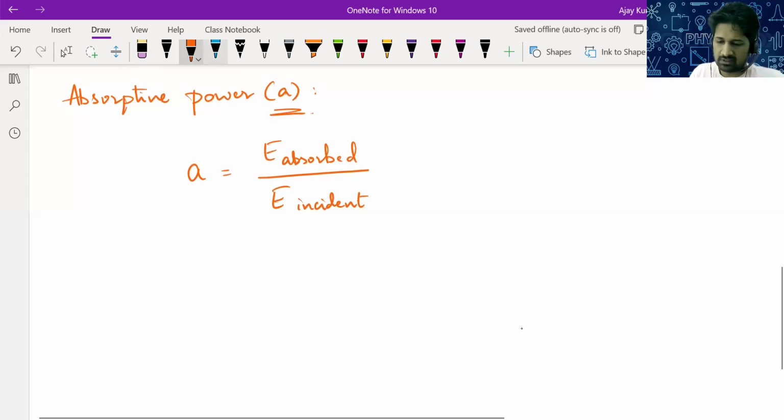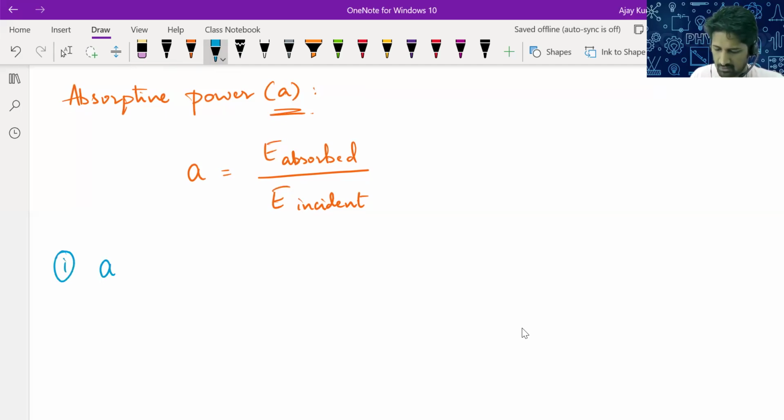Okay. Now, based on this definition of absorptive power, the formula of absorptive power, you tell me what is the absorptive power of a perfect absorber? Perfect absorber means what? A surface which absorbs all the energy incident on it. How much will be the absorptive power of that kind of a surface? The answer is one, obviously. If it absorbs all the energy that is incident on it, energy absorbed will be equal to energy incident, then the absorptive power of that kind of a surface will be equal to 1. Good.